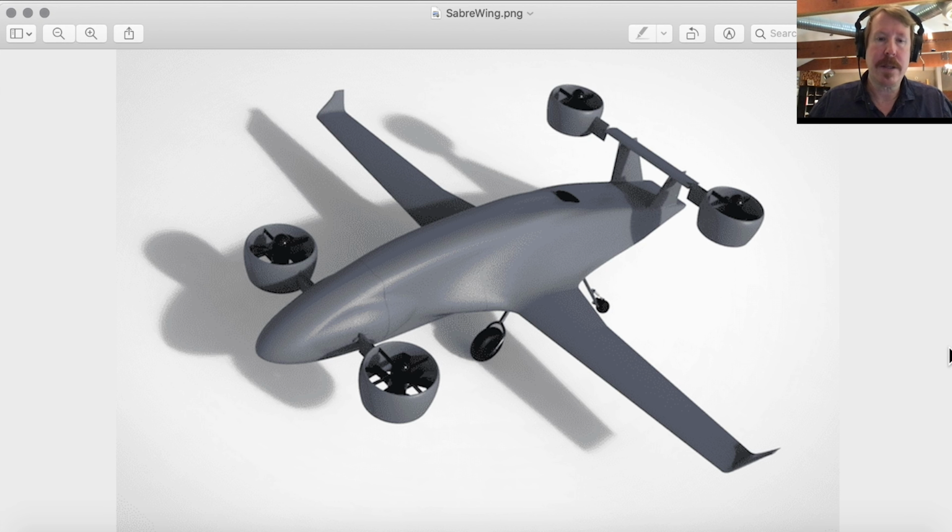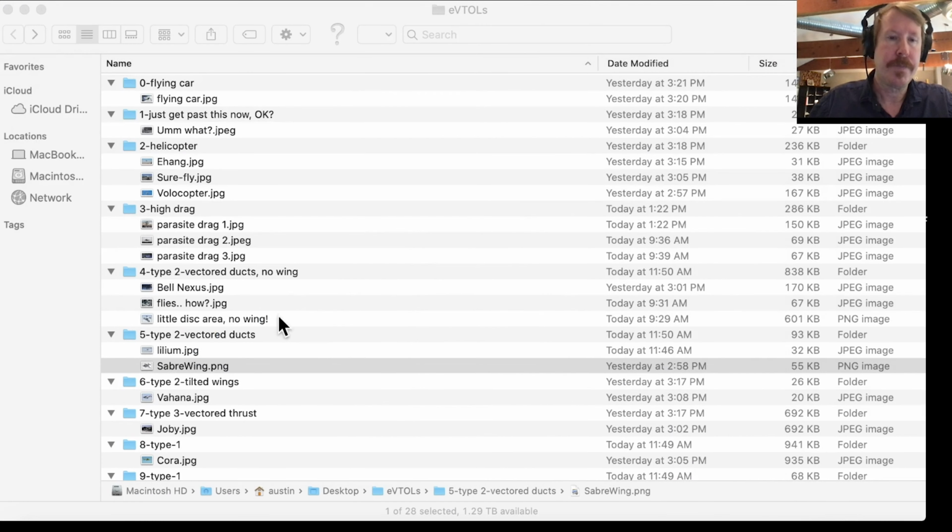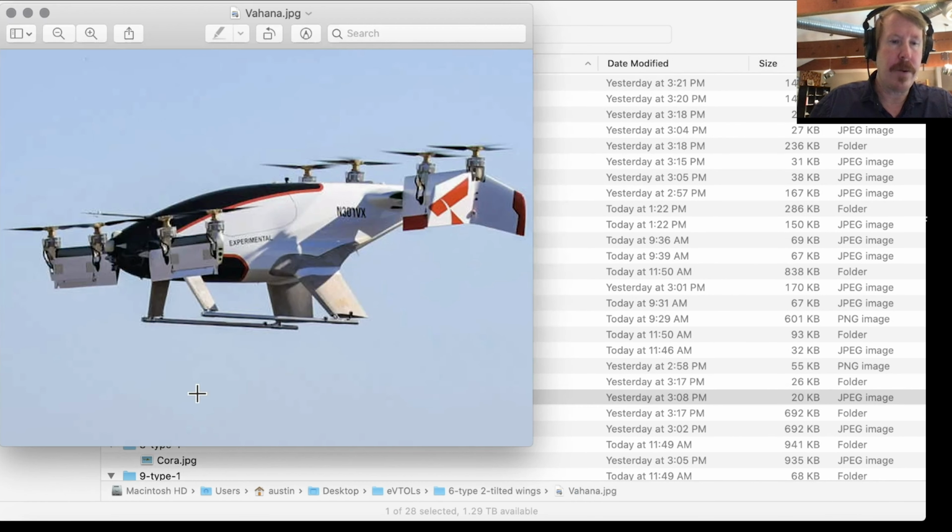And since the disc area is low, the hover power requirement will be high. It's a high hover power requirement airplane because of the low disc area. But we're starting to get better though. Now let's go to Vahana.